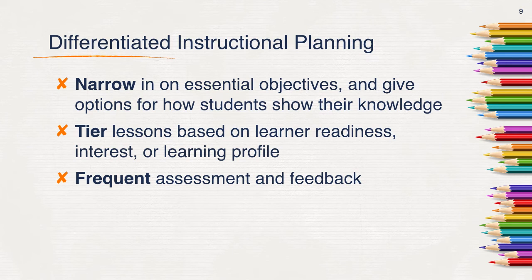The first step, which we've already talked about a bit in the first half of the video, is differentiated instructional planning. This is where we narrow in on objectives, give students options for how to share their knowledge. Is it possible that a student could record a voice recording of an answer rather than having it in writing, if that still is going to meet your objective? We want to tier instructions based on learner readiness, interest, or learning profile, so provide differentiated options for students where possible. We really want to give frequent assessment and feedback.